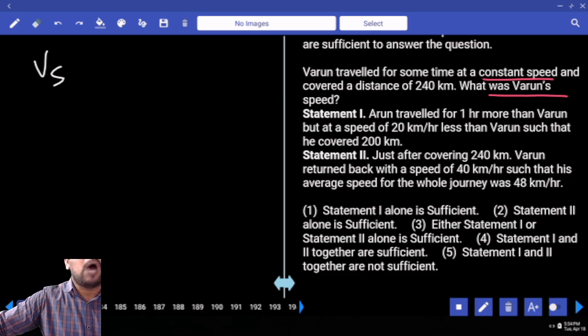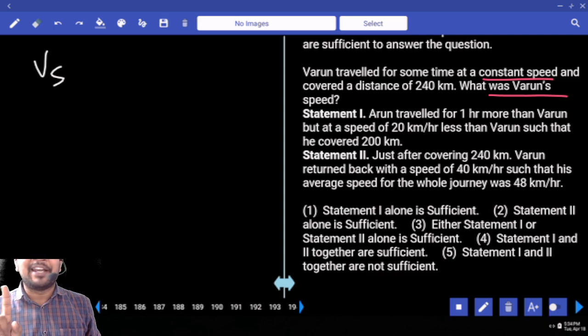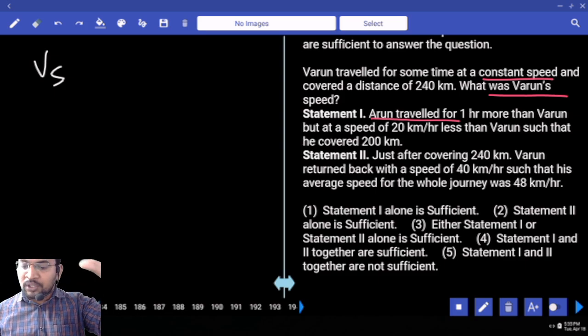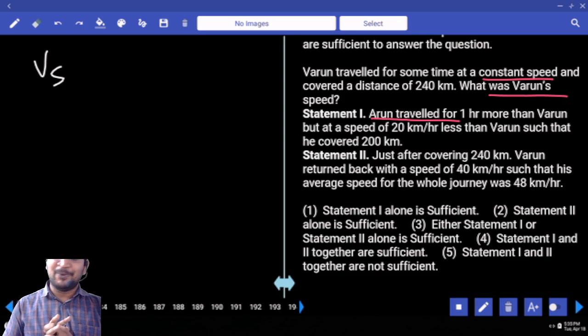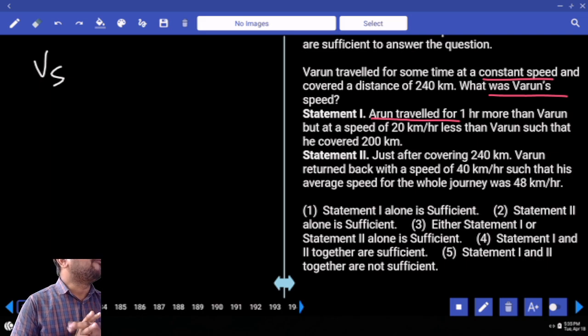How do we find speed? Speed is nothing but distance by time. Now we need Varun's time. If you know Varun's time, then you can get Varun's speed. In the statements, we need to find Varun's time. See the first statement. The first statement is not about Varun; it's about Arun, so don't confuse them. Arun travels 1 hour more than Varun. Very good. Arun depends upon Varun. We don't know Varun's time. Wait.